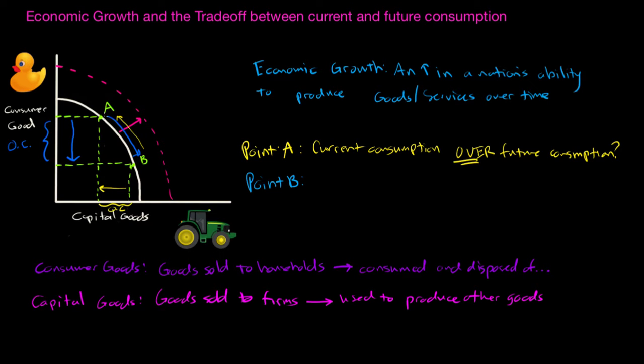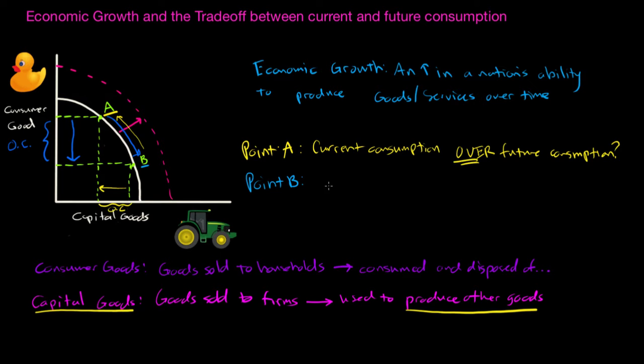Essentially, by producing at point A, society is giving up all those capital goods that could have been used to produce other goods in the future. Therefore, society is choosing a higher standard of living today rather than a higher standard of living sometime in the future. Let's contrast that with point B on our production possibilities curve.